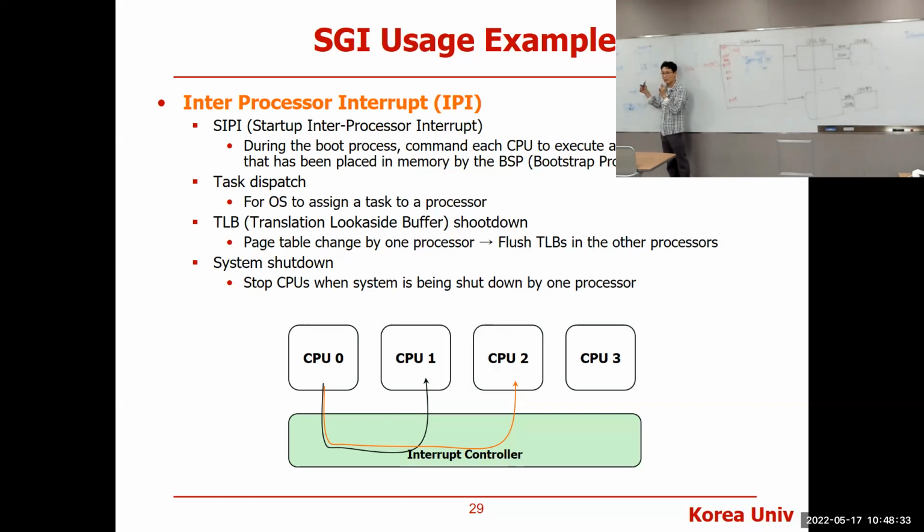So to make these entries coherent, you need to send an IPI to the other processor and tell it that the entry is not valid anymore, and you have to flush it out. That is called TLB shutdown. We will talk about TLB later on. After the cache discussion, we will talk about page tables and some programming. So IPIs are very frequently used in computer systems. Any question about this application?